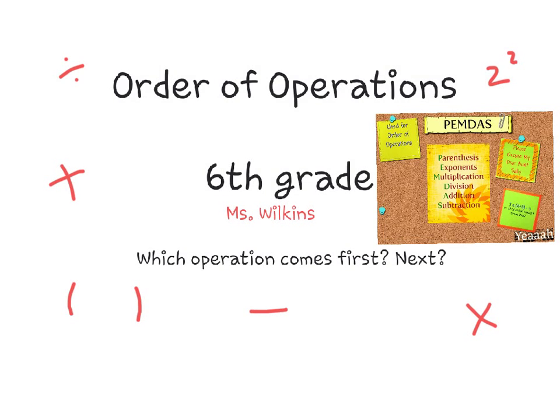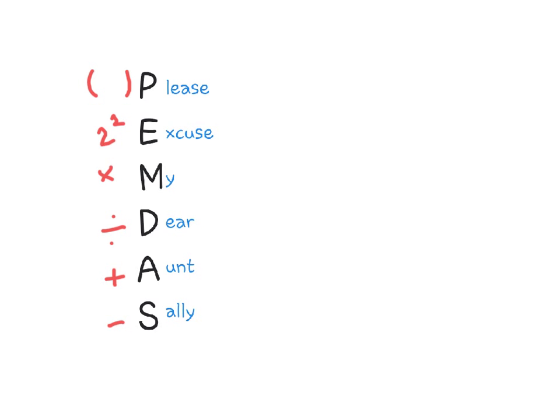Today we're going to talk about the order of operations. By the end of the video, you should have a better understanding of what order you should perform each operation in. The different operations are parentheses, exponents, multiplication, division, addition, and subtraction.